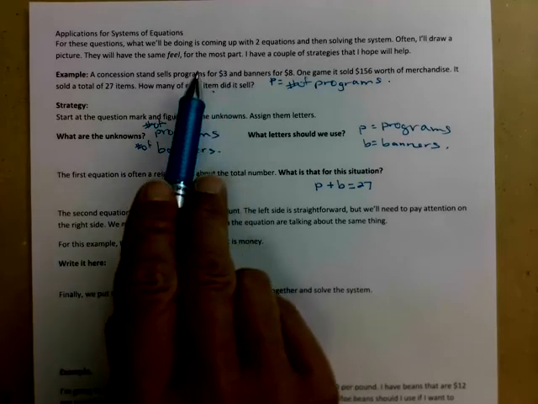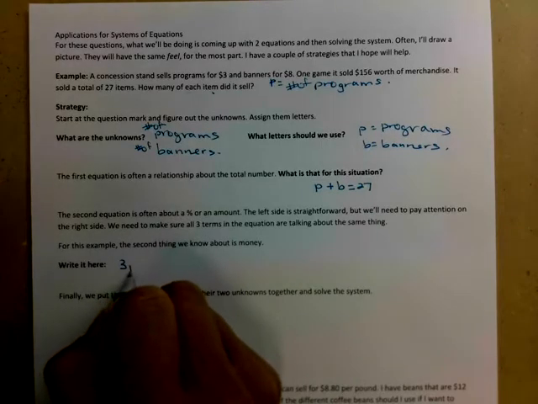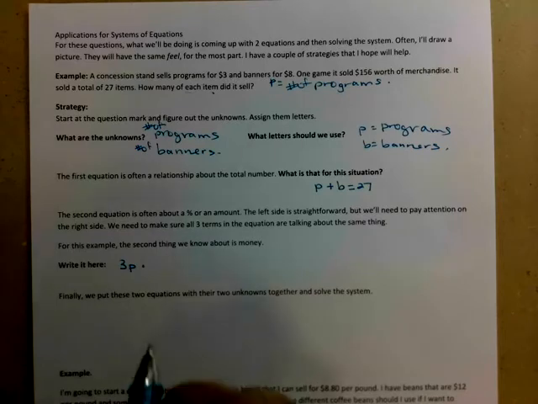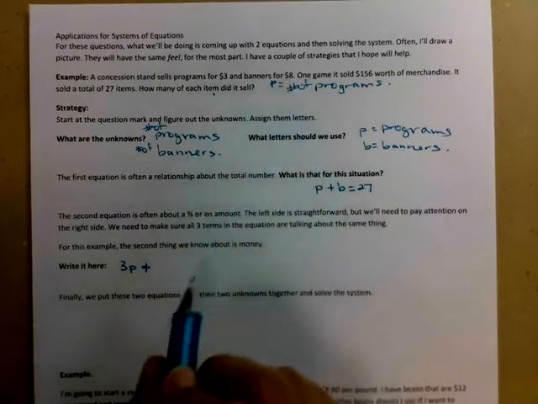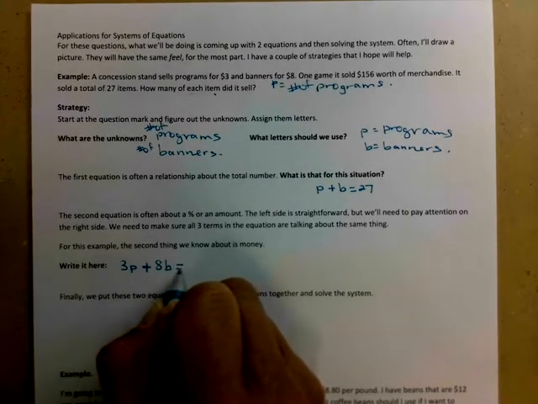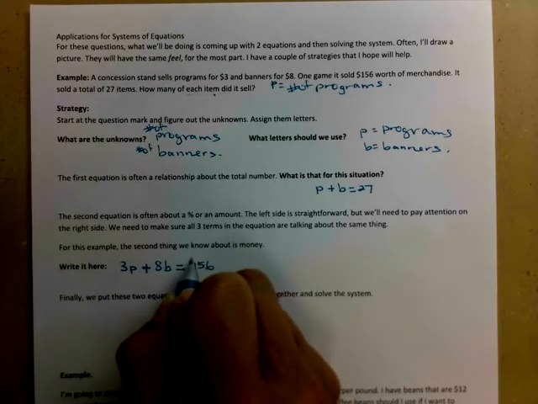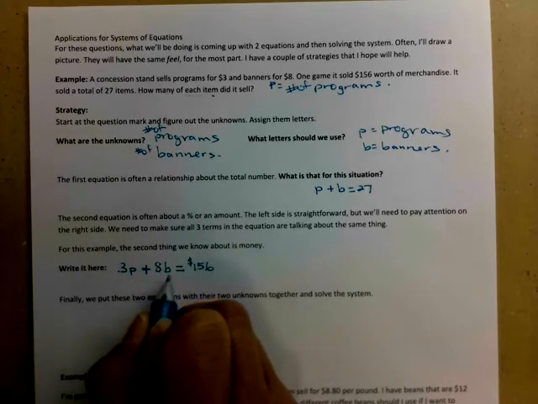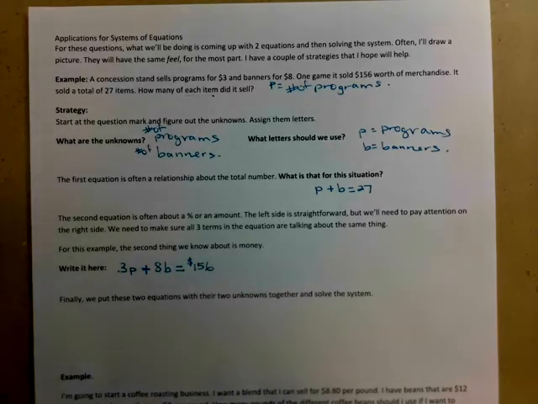Each program sells for $3. So there's $3 per program, so times P. And then plus, so this is all money, $8 for every banner. So 8 times every banner. And altogether, we had a total of $156. This is $3 for every program, $8 for every banner, all together. So all of those are money.